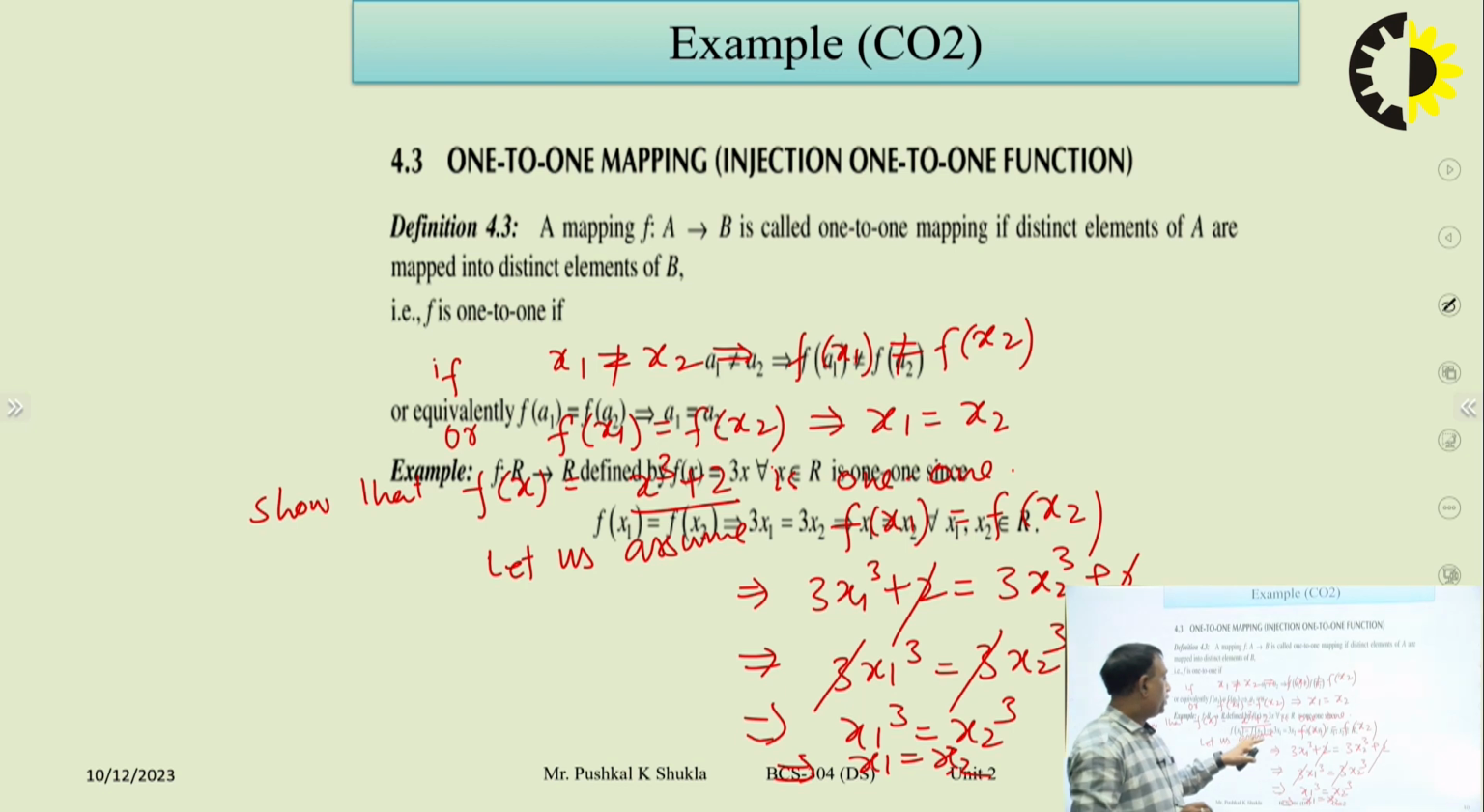So we assumed f(x1) equal to f(x2) and we concluded x1 equal to x2. So this is the example of a one-to-one injective function.